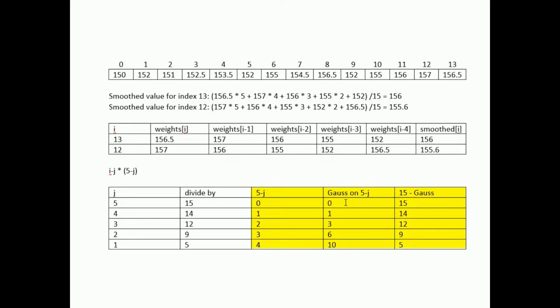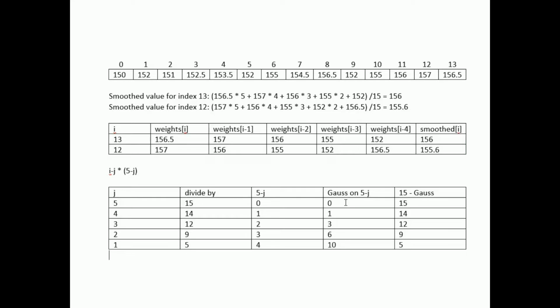I can get the total I want by subtracting j from 5 and plugging it into Gauss's formula, then subtracting that from 15. So for example, when j is 5, I've made it through all 5 iterations. I subtract 5 from 5 and I get 0, so I subtract nothing from 15. When j is 4, I subtract 5 minus 4 and get 1. 1 times 1 plus 1 divided by 2 is 1, and when I subtract that from 15, I get 14. When j is 3, I subtract 5 minus 3 and get 2. 2 times 3 divided by 2 is 3, and when I subtract that from 15, I get 12. Similarly, I get 9 and 5 for the last two values.